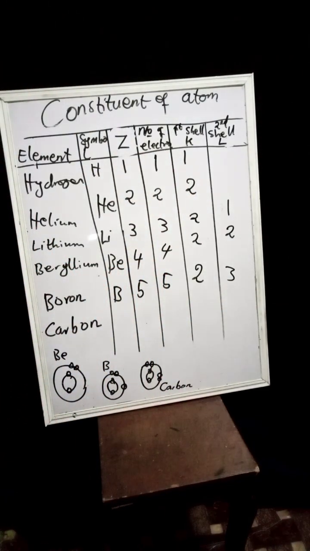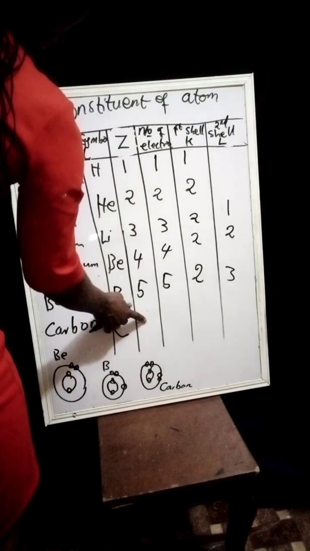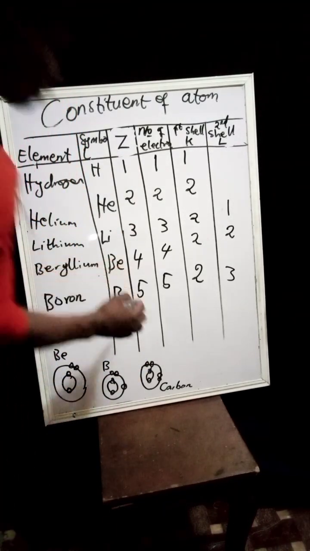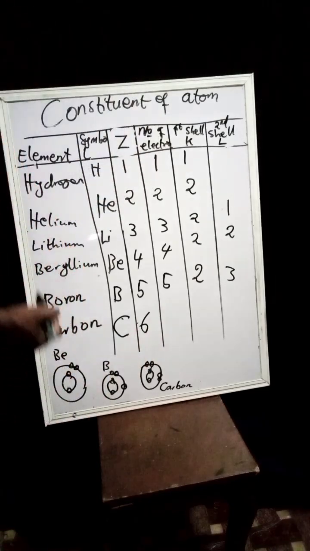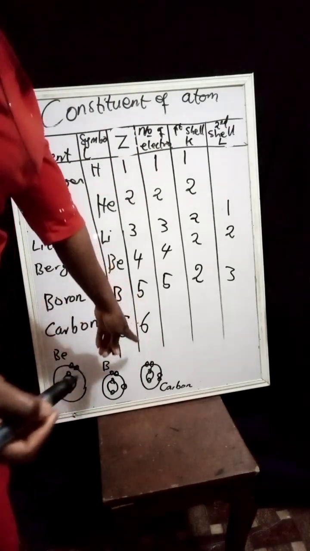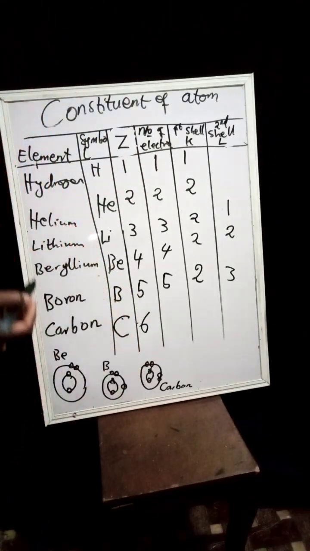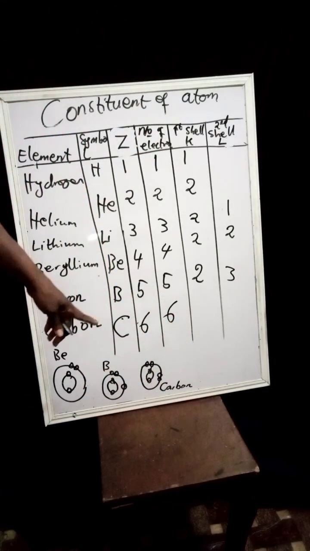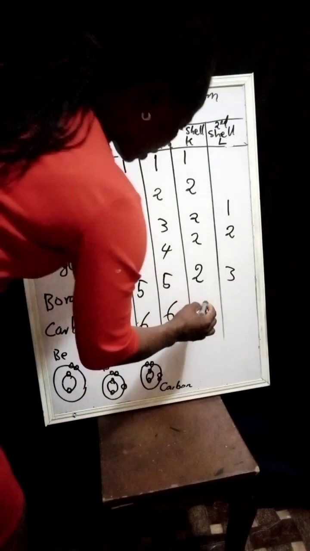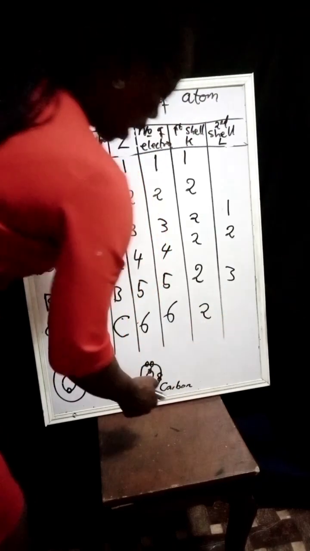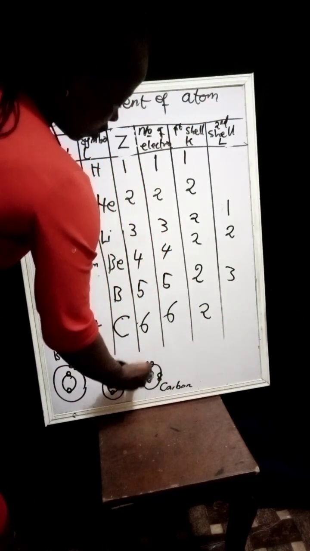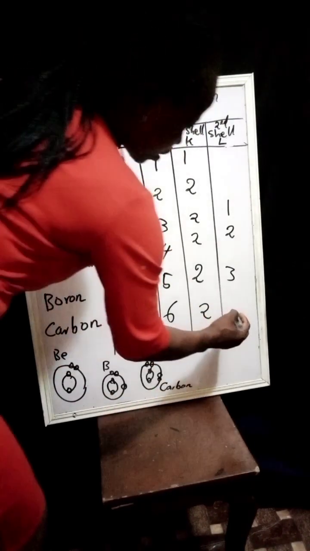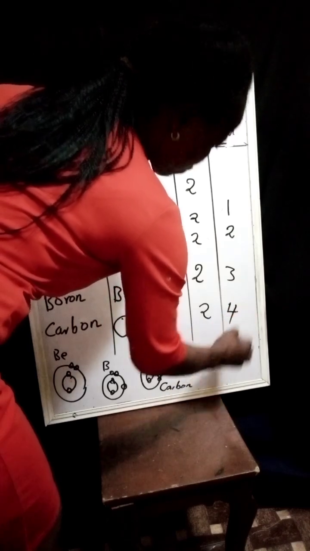In that same way, the symbol of carbon is C. The atomic number of carbon is 6. Then the total number of electrons in carbon is 6. The number of electrons in the first shell of carbon is 2. And the number of electrons in the second shell of carbon is what? It is 4.